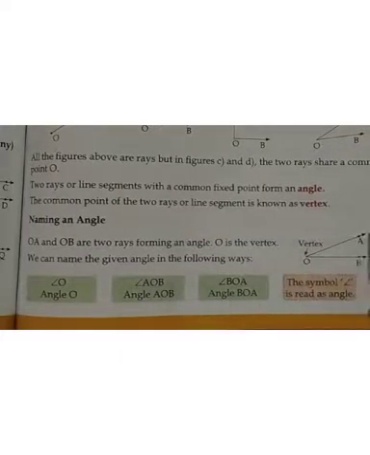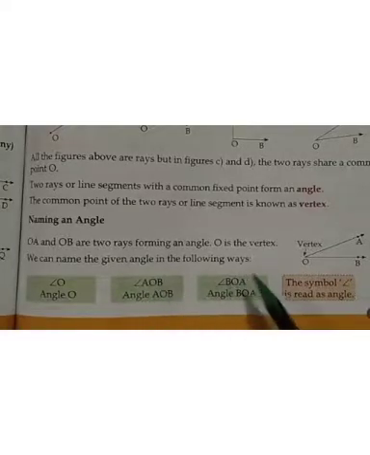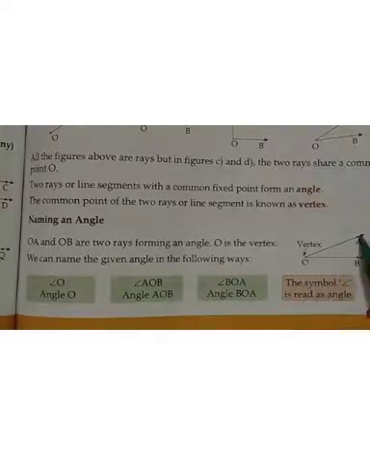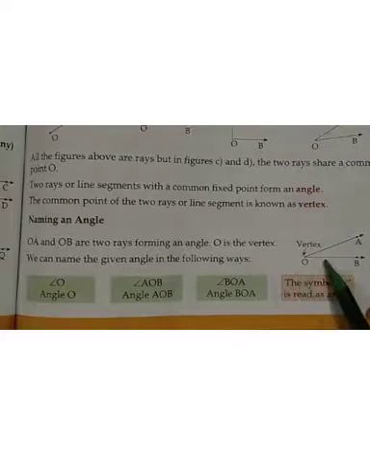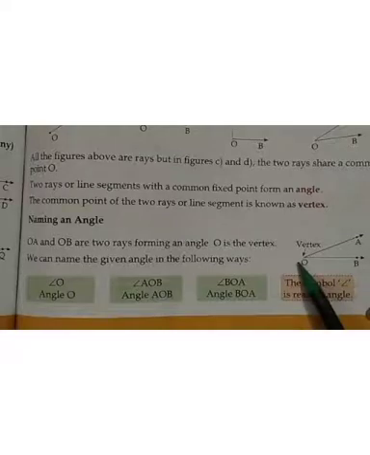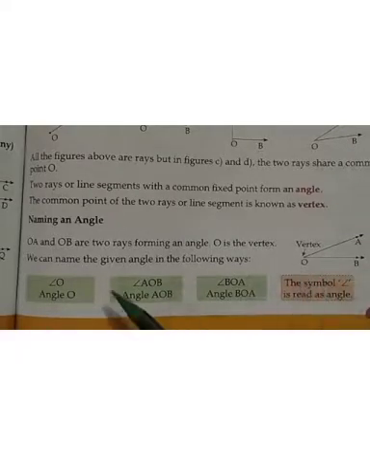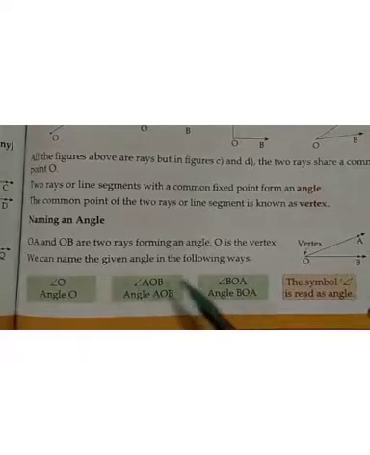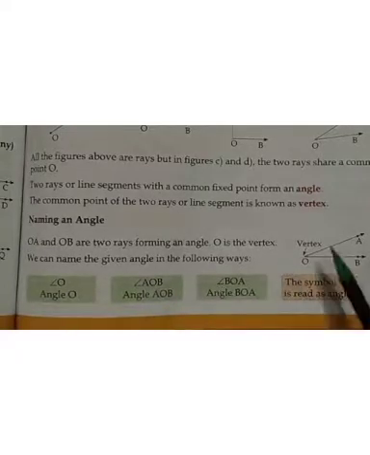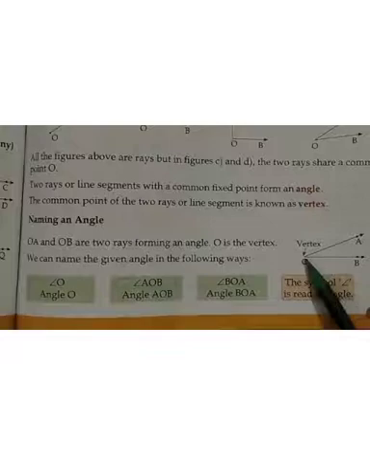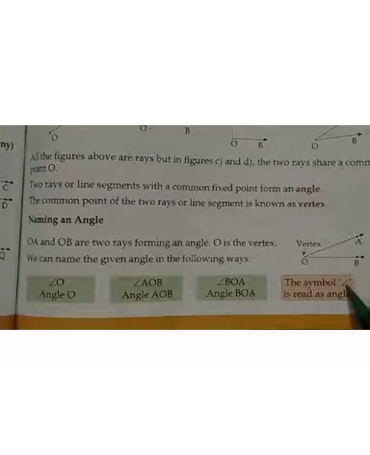Then angle AOB. You can give three names to this angle: angle AOB, angle BOA, and angle O. You have given three names. The symbol of angle is this figure.